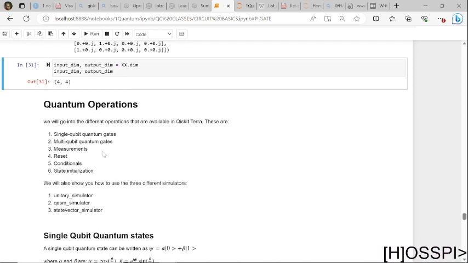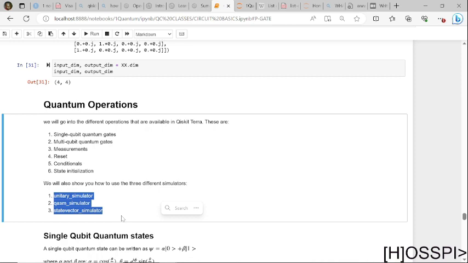Looking at the quantum operators, these are in different sections. We are going to be looking at different operators that are available in quantum theory. We have the single quantum operator gate, we have the multiple quantum operator gate, we have measurement, we have reset, we have conditional, and we have state initialization. These are the six that are common, and we also show you in a different simulation. So we can simulate it from this different perspective of the QASM simulators.